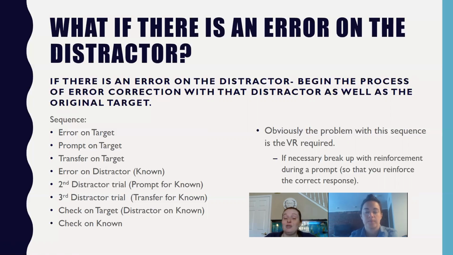So key is, do not panic, number 1. Number 2, you can work in that second error as the distractors. So as you can see here, I wrote out the sequence. Okay, so you were on the right path, and you can see this is the error on the distraction. So I'm going to use 2 more distractors to prompt for this second error. And then I'm going to check on the target, and that's the distractor for the known, and then I'm going to check on the known.